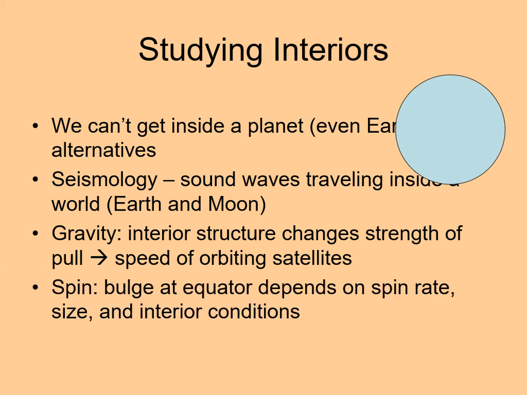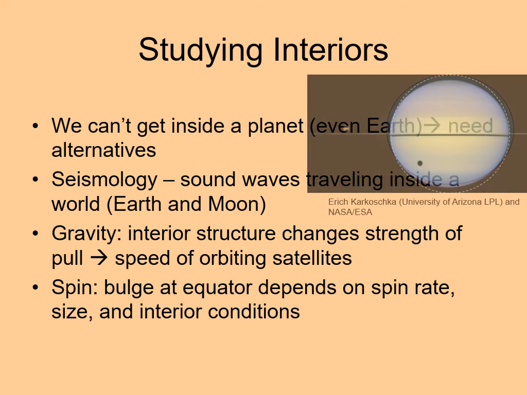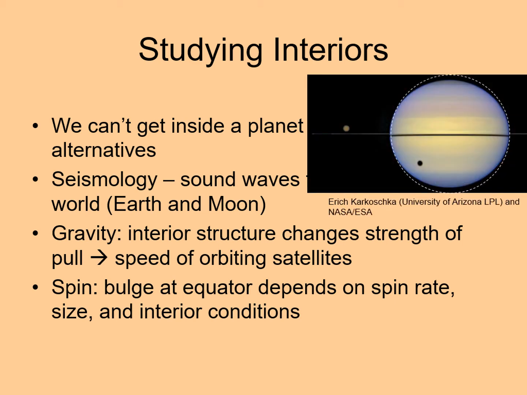We can use a planet's spin to tell us how matter is distributed inside. This happens because a spinning planet bulges at the equator. This picture of Saturn shows how much bulge a planet can have. The dashed line is a true circle. The size of this bulge depends on several things, including the spin rate and size of the planet. But it also depends on whether the mass is mostly concentrated at the center or spread out evenly throughout the world. So by measuring the bulge, we can get a sense of how mass is distributed in a planet.